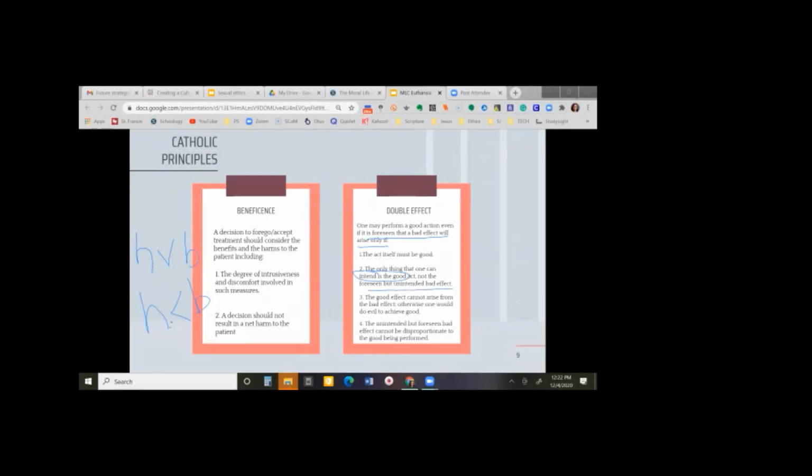The good effect cannot arise from the bad effect, otherwise one would do evil to achieve good. So again, you can't even use an evil means to achieve a good effect. And then finally, the unintended but foreseen bad effect cannot be disproportionate to the good performed. So again, the good has to outweigh the bad in this case.